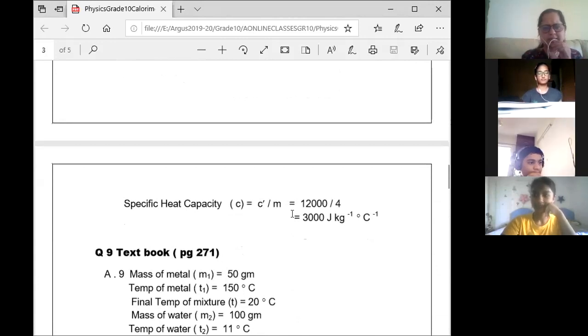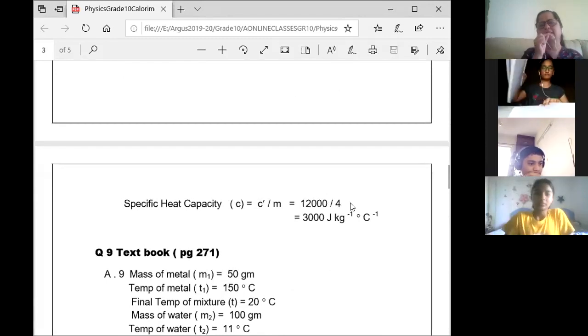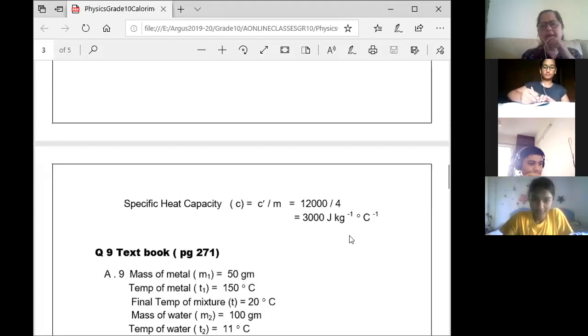I will just take the simple thing. C dash equal to M into C, so C equal to C dash upon M. Simple. I already have C dash, 12,000. You divide it by the mass, 4. So you will get 3,000 joules per kg per degree Celsius. Okay, fine. The sums are simple.